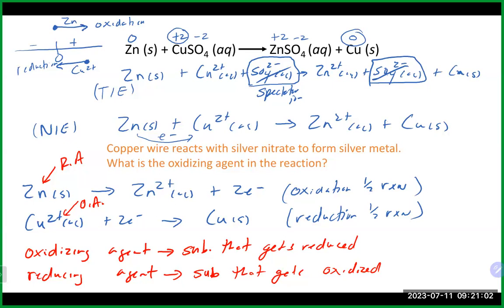All right. So copper wire reacts with silver nitrate to form silver metal. What is the oxidizing agent? So why don't you write the reaction there and figure it out. And copper will form a +2 charge on the other end.